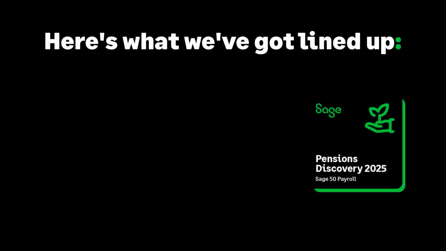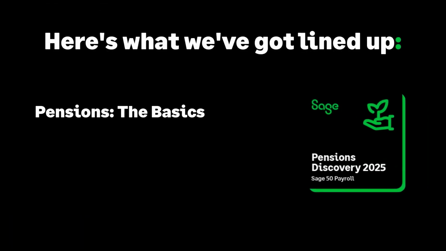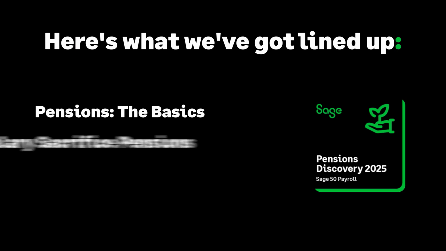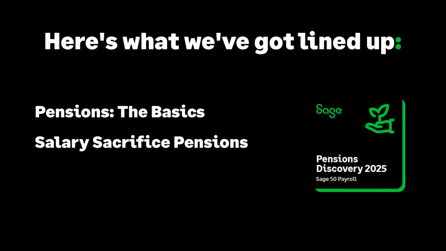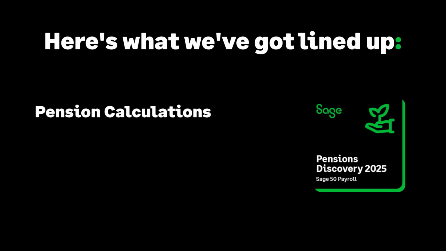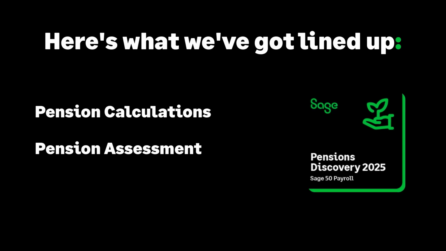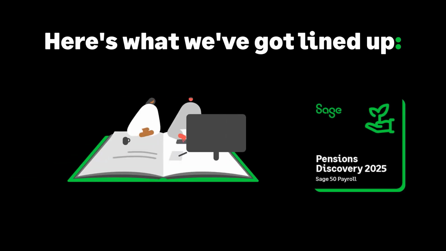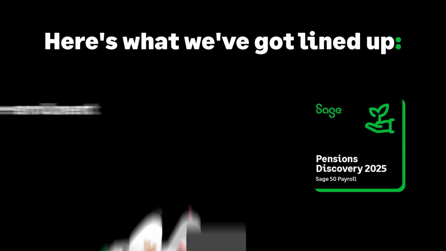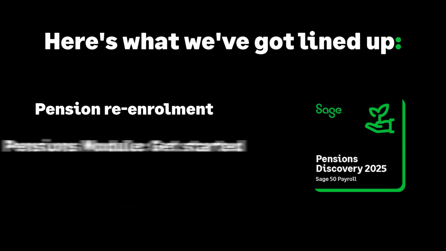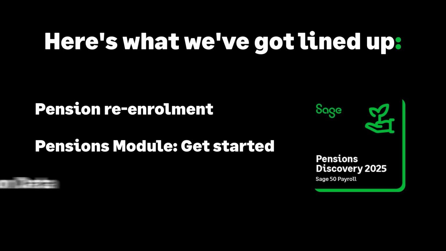Here is what we've got lined up for you. Make a strong start to your pension processing with foundational knowledge on the basics of pensions and salary sacrifice pensions in Sage 50 Payroll. Explore how pension contributions are calculated and how your employees are assessed for automatic enrolment. We'll also take you through our 3 most popular sessions: navigating enrolment, getting started with pensions module, and using pensions data exchange to send your pension data to your provider with ease.